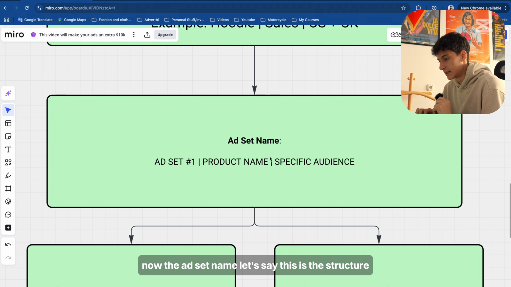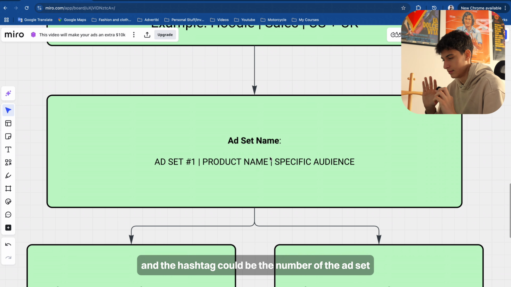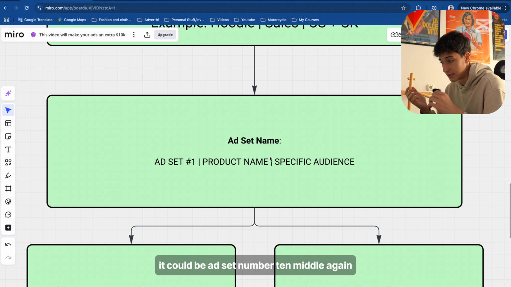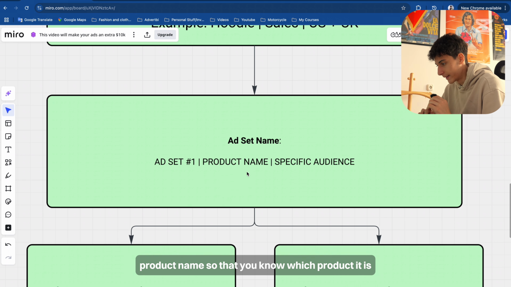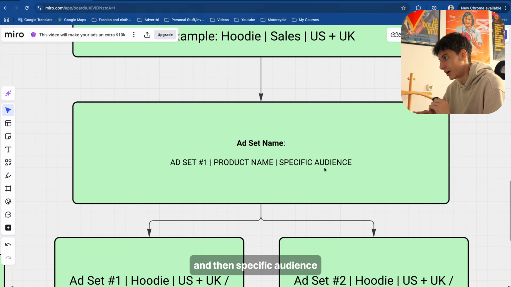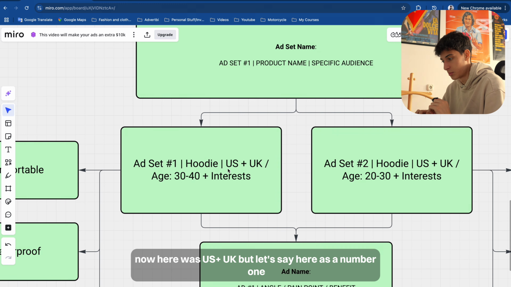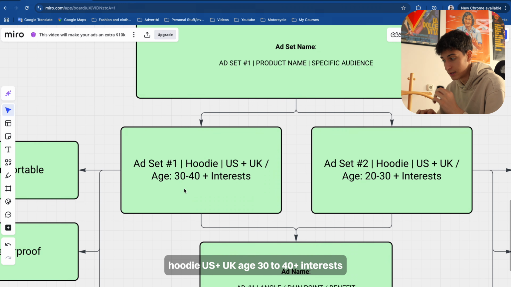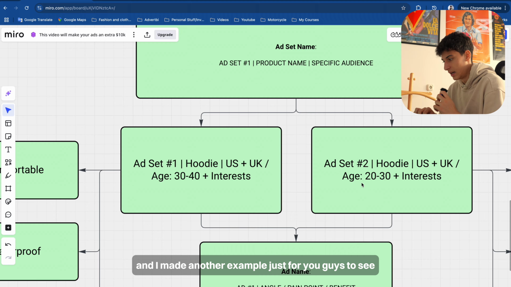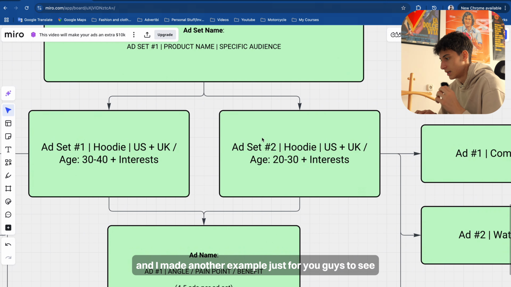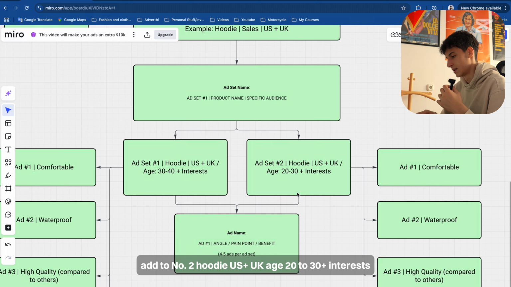Now the ad set name. Let's say this is the structure, ad set number 1, and the hashtag could be the number of the ad set. Maybe you have 10. It could be ad set number 10. Middle, again, product name, so that you know which product it is, and then specific audience. Now here it was US plus UK, but let's say here ad set number 1, hoodie, US plus UK, age 30 to 40 plus interests. And I made another example just for you guys to see. Ad set number 2, hoodie, US plus UK, age 20 to 30 plus interests.